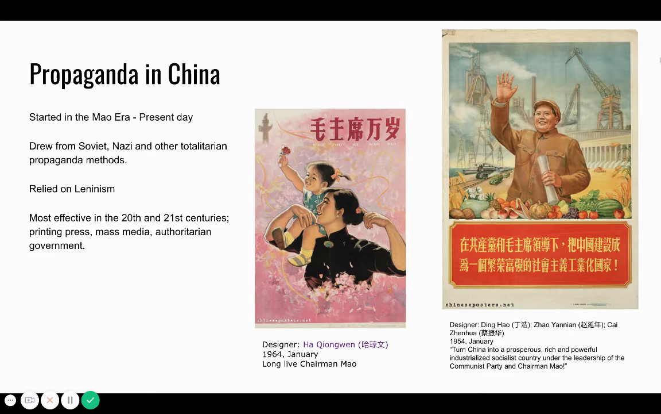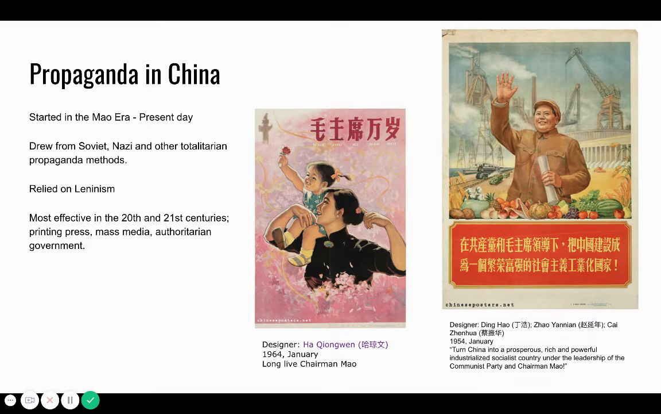So first, I'd like to talk about propaganda in China. It began early during the Mao era and still exists today. This art drew from Soviet, Nazi, and other totalitarian art methods. This method represented a theory known as Leninism. Leninism is a political theory developed by Russian revolutionary Vladimir Lenin that proposes the establishment of a dictatorship as the political prelude to establishment of communism. Through this theory, they were able to indoctrinate and mass mobilize the population.